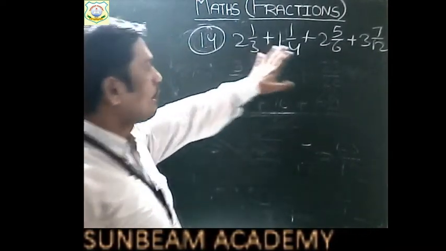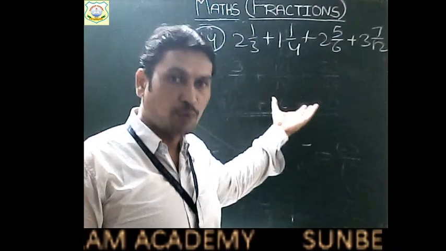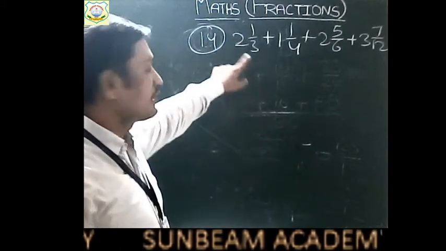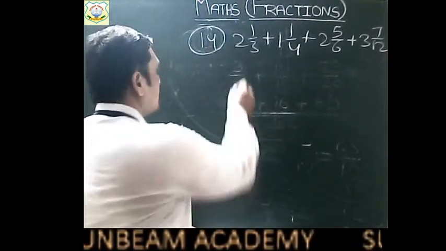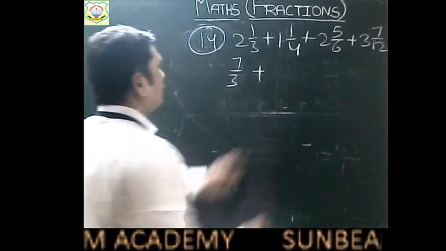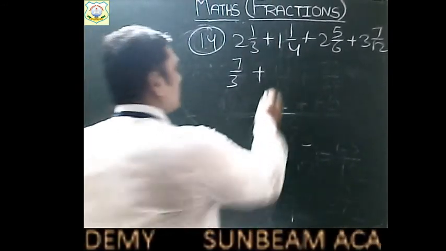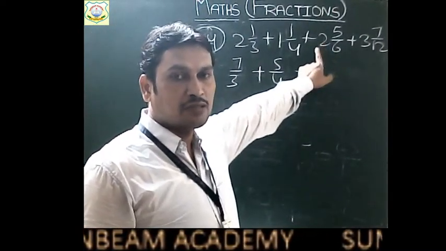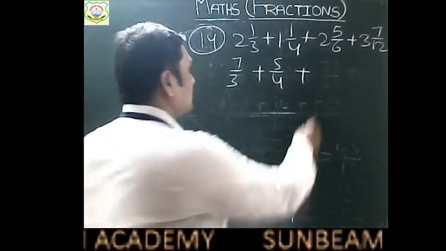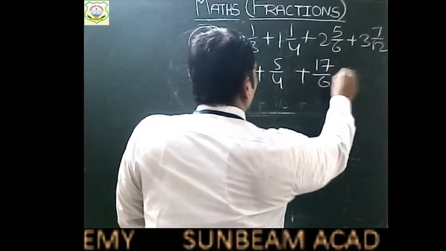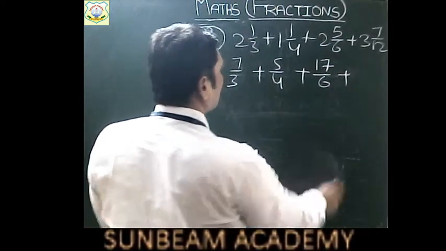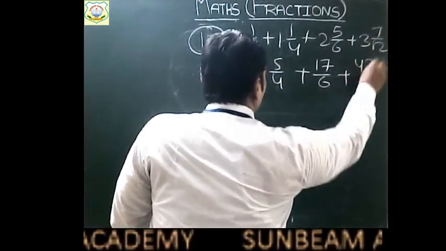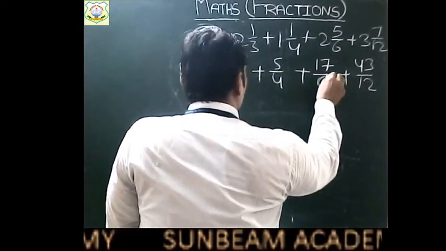So firstly, children, you have to convert all of these mixed fractions into improper fractions. Okay, convert all of them. You can solve this in your rough notebook. So 3 times 2 is 6, 6 plus 1, 7. 7 by 3 plus 4 times 1 is 4, 4 plus 1, 5, 5 by 4 plus the third fraction, 6 times 2 is 12, 12 plus 5, 17. It will become 17 by 6 and plus 12 times 3 is 36 and 36 plus 7, 43 will be 43 by 12. This is the first step, children.